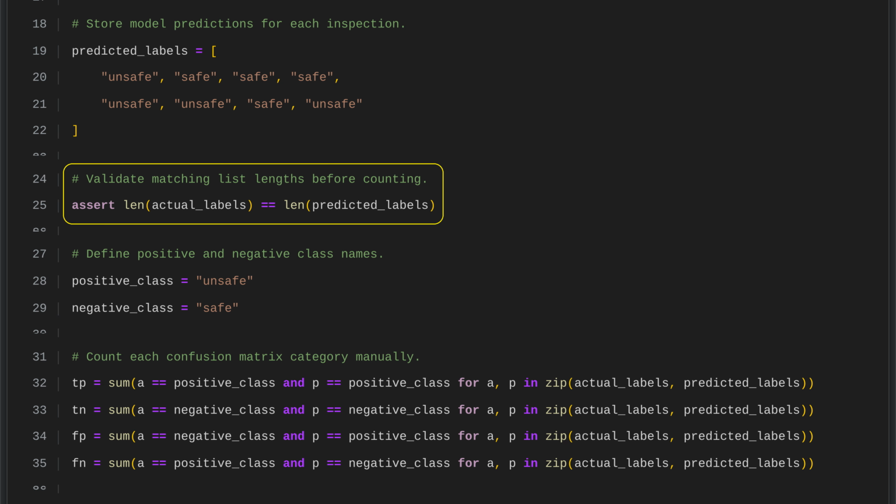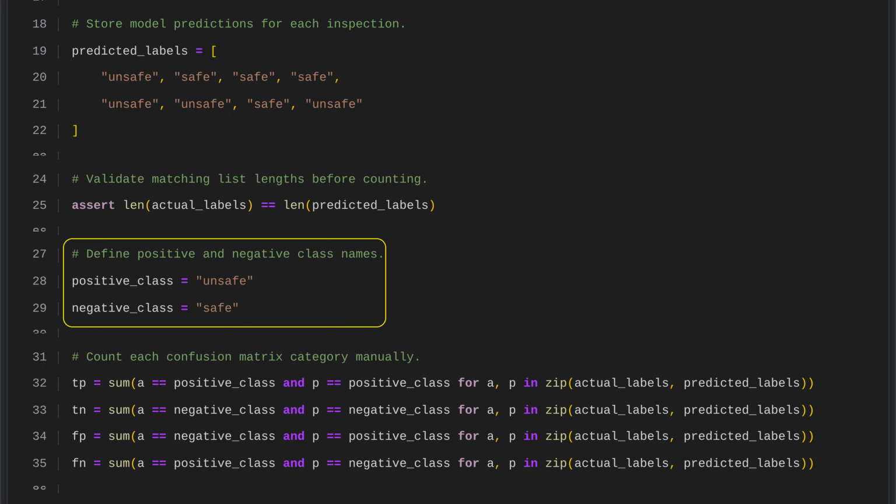Before building a confusion matrix, first confirm that the actual labels and predicted labels have the same length. This ensures every prediction matches one true label and prevents incorrect counts. An assertion can perform this check automatically and stop the program if the data is mismatched.